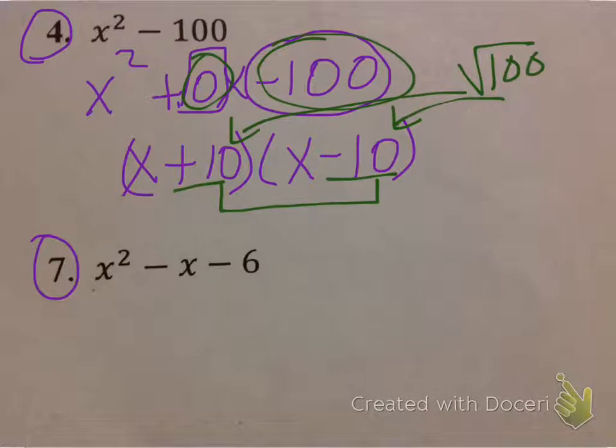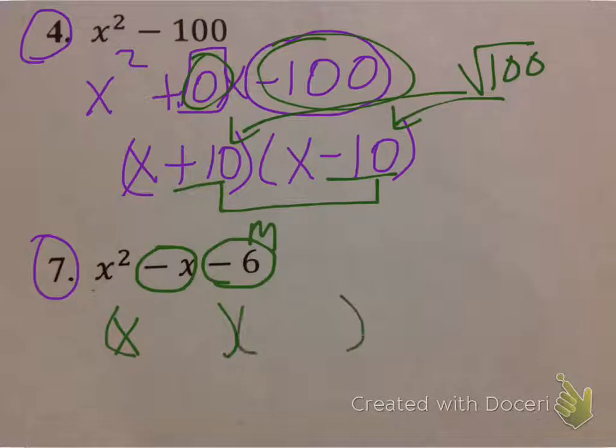On number 7, I need it to multiply to be negative 6 and add to be negative 1. And so I can't use 6 and 1, because 6 and 1 will never give me negative 1 if I add them. So you have to use negative 3 and positive 2. And most people got this problem right.